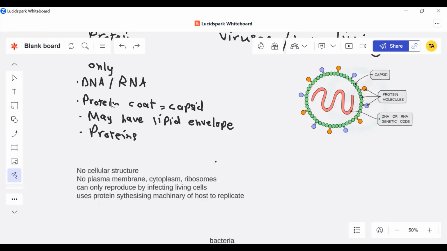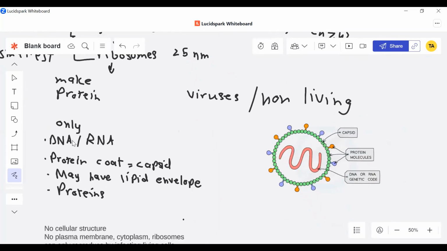And they use the protein synthesizing machinery of our host to replicate more proteins. So viruses will use the protein synthesizing machinery of the host cell that they infected to replicate more proteins. Now, this is a virus, by the way, and viruses have DNA or RNA. They can't have both.